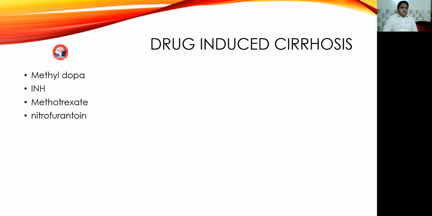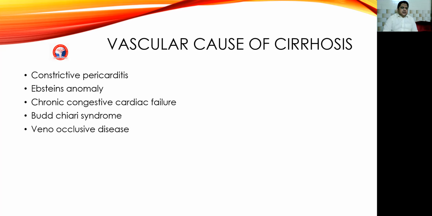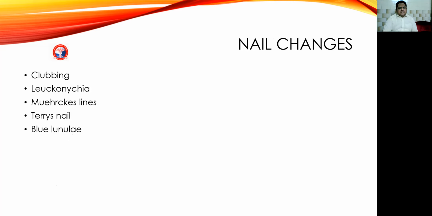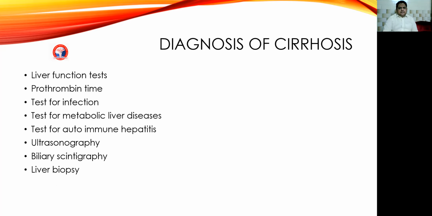Drug-induced cirrhosis, mostly seen with methyldopa, INH, methotrexate and nitrofurantoin. Vascular cirrhosis. Then clinical features. You should be able to tell all the clinical features of liver failure and cirrhosis. These are the following clinical features. These are the nail changes. Clubbing is one important nail change you see in case of liver failure. Always examine the palms and nails in case of liver failure.